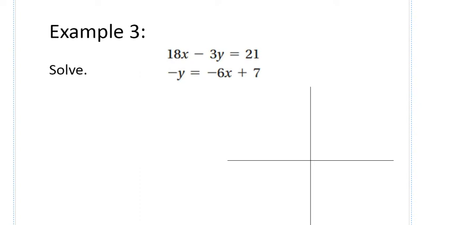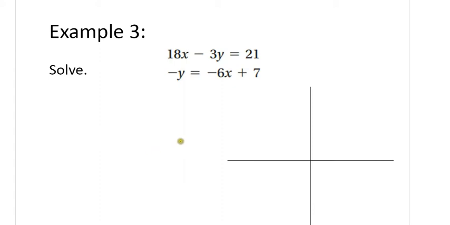So here in example 3, you see that we have a system of equations. The first equation is 18x minus 3y is equal to 21. And the second equation in the system is negative y is equal to negative 6x plus 7. And so what makes this one tricky is that neither one of these equations is set in slope-intercept form.